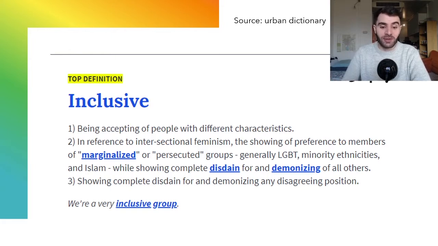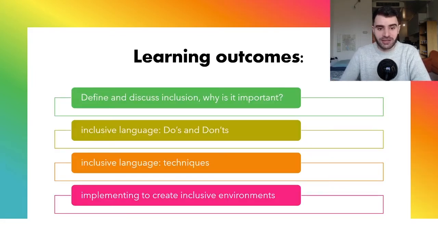Now, as you can see on the bottom, it says we're a very inclusive group. And this video is exactly about how can we achieve that, how can we be a very inclusive group. Here are my learning outcomes for this lesson. The first one is define and discuss inclusion. Why is it important? Inclusive language, specifically the do's and don'ts, inclusive language techniques, and implementing and creating an inclusive environment. Do make sure to pay attention to this because at the end of the lesson I will give a little exercise which is going to be fun in order to practice our inclusive language.